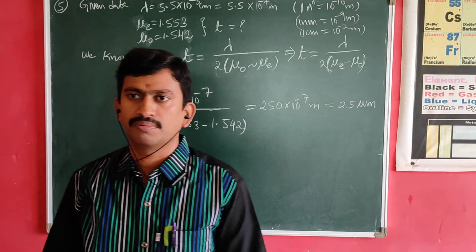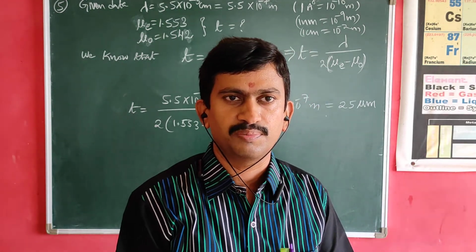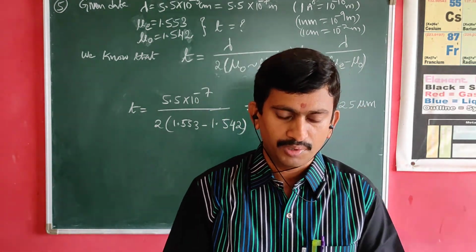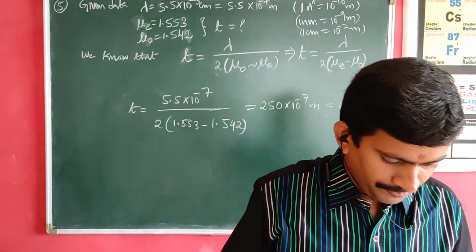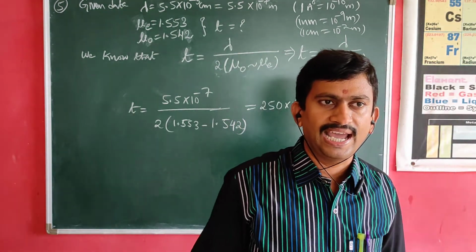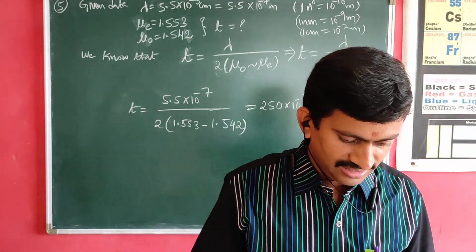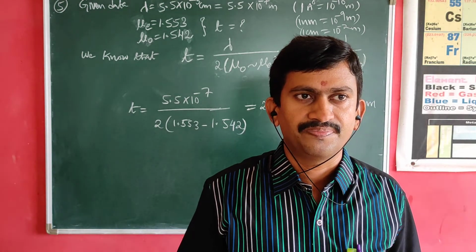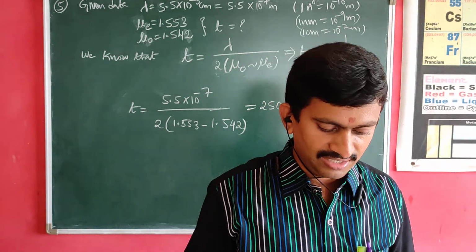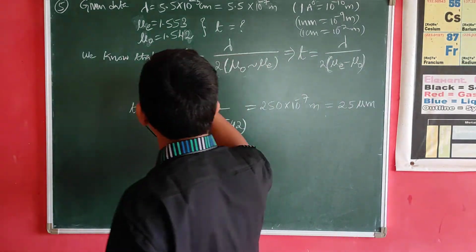These model problems are very important from the subject point of view as well as from the examination point of view. So all of you note down the fifth problem. The refractive index of calcite for ordinary ray is 1.658.